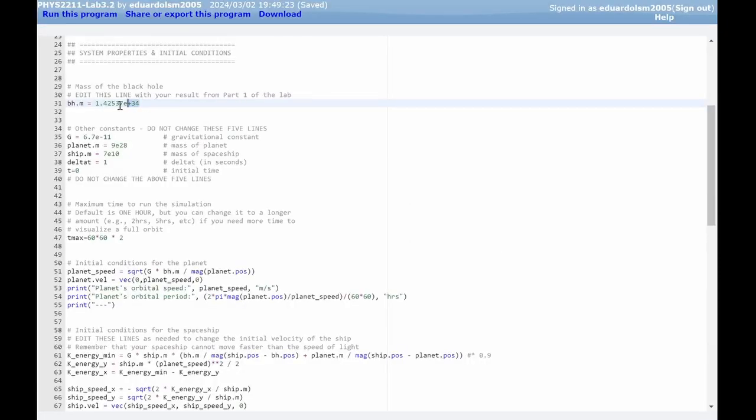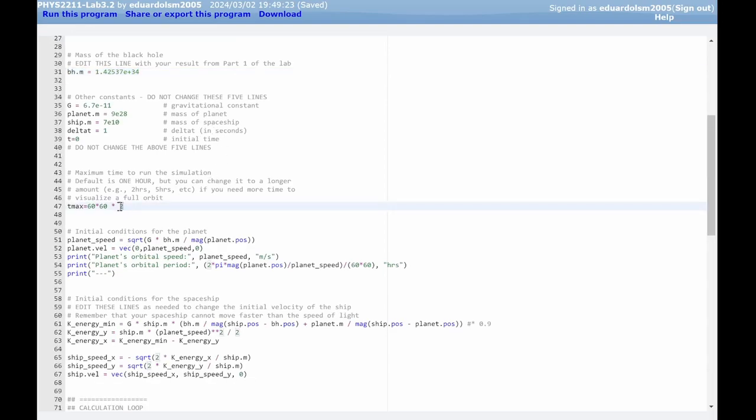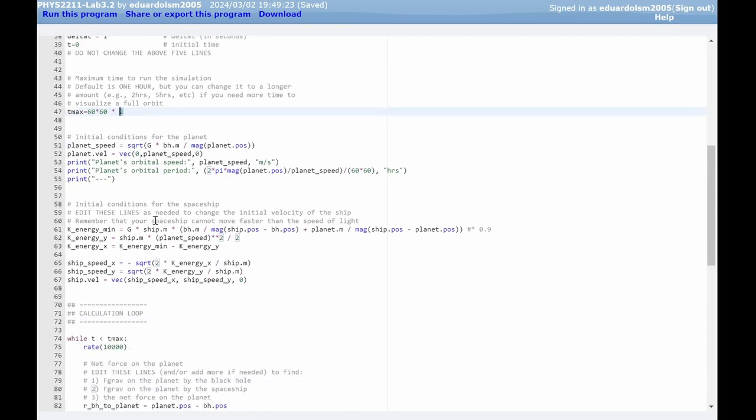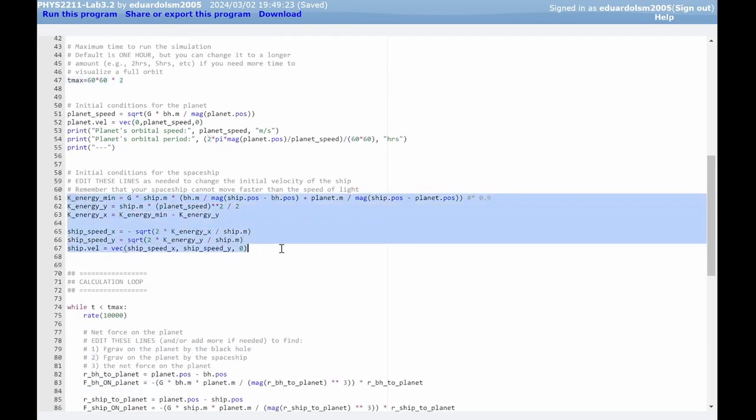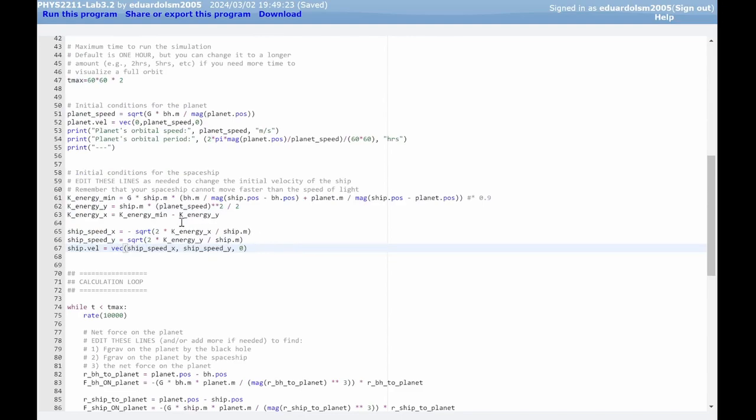Here we can see the mass we obtained in the first part for the black hole, and I use a time period of 2 hours for the simulation because it allows me to see the full orbit of the planet and I think it looks nicer. Here we can see how I calculated the ship's velocity. Since we want the total energy to be zero, the magnitude of the kinetic energy has to be equal to the magnitude of the potential energy, and here's how I did that.